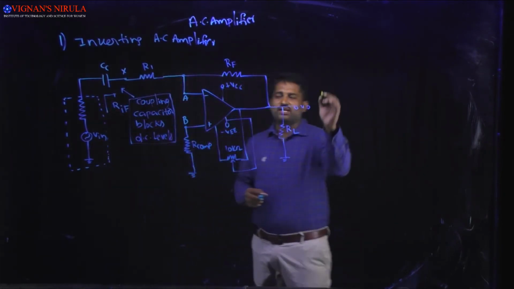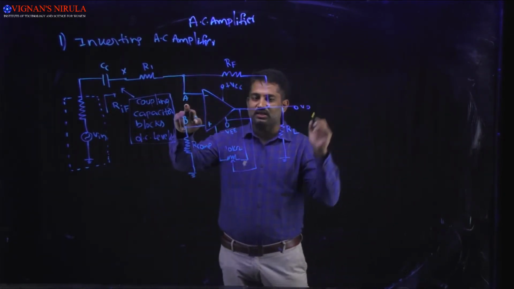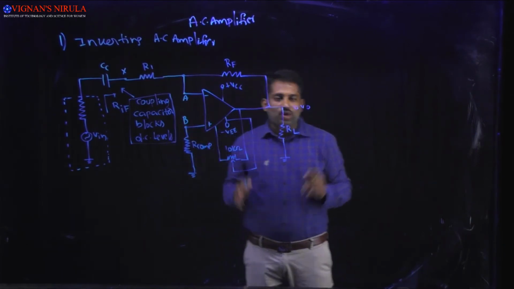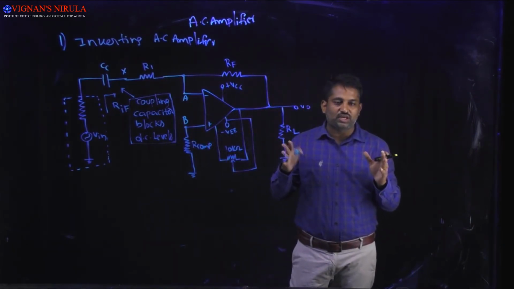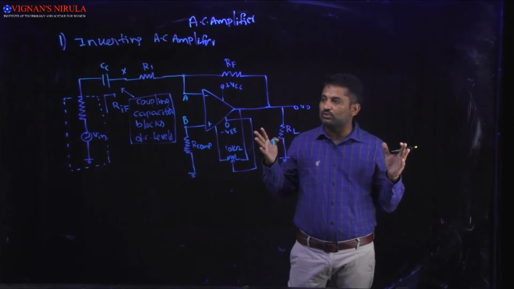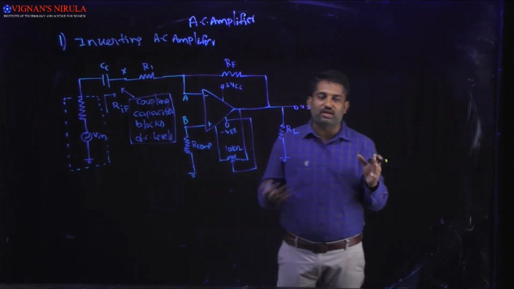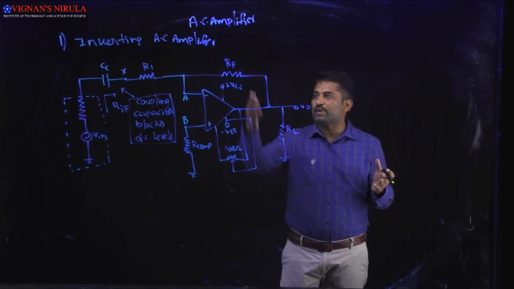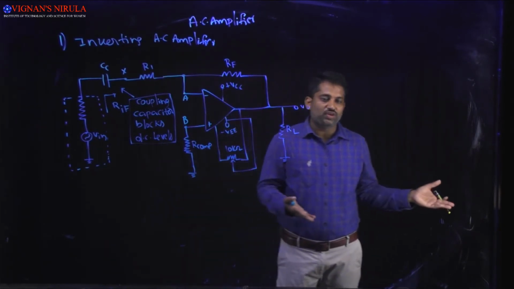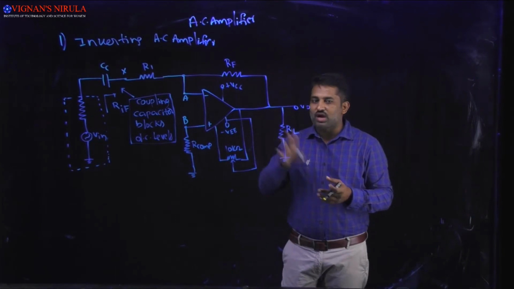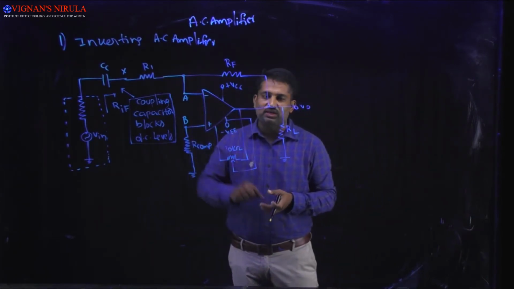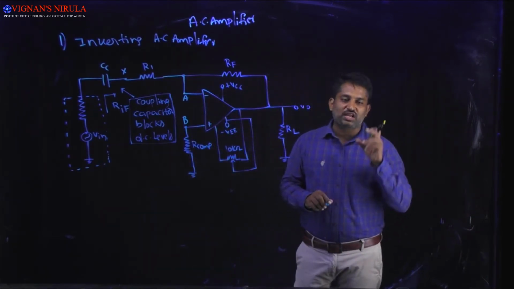Okay, so what happened is I want to calculate the potential at A. Once we calculate the potential at A, then it is easy to write the output voltage of the inverting amplifier, that is V0 is equal to minus RF by R1 into VA. So first we are concentrating on calculation of potential at node A.